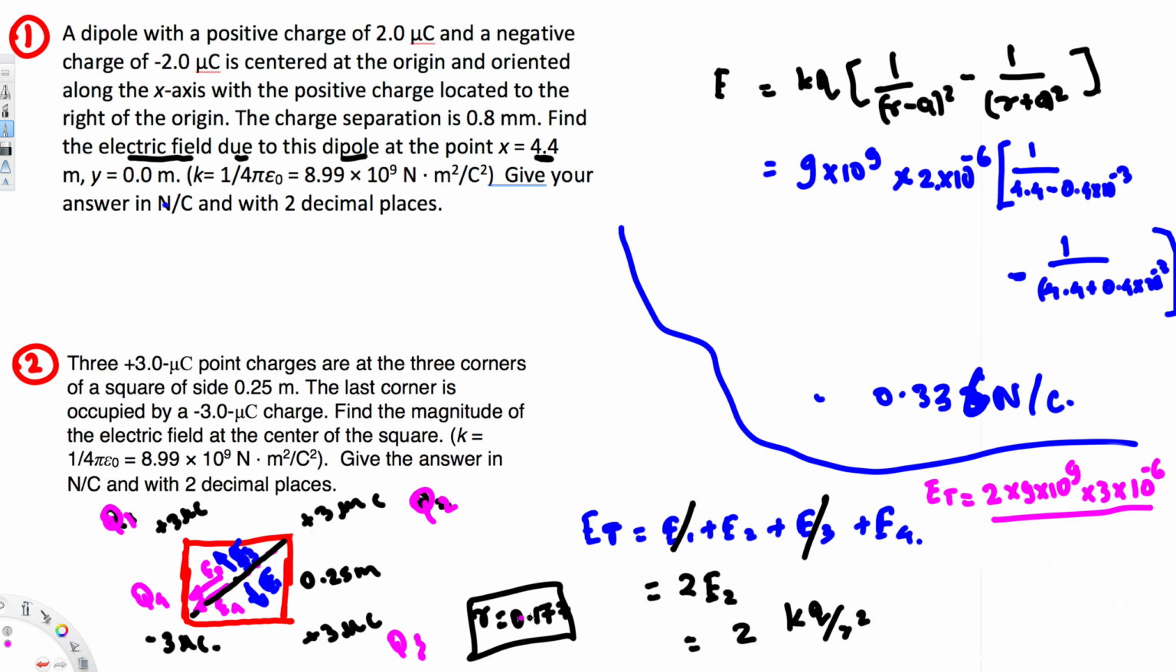We know r is 0.177 square, and if you calculate this one, you should get 1,723,642.64, and this is in Newton per coulomb. And that's how we do this kind of problems. I hope this helps. Thanks for watching.